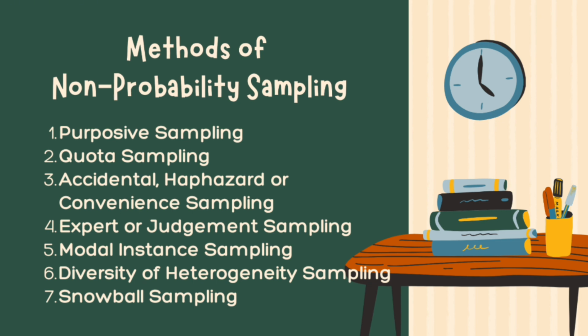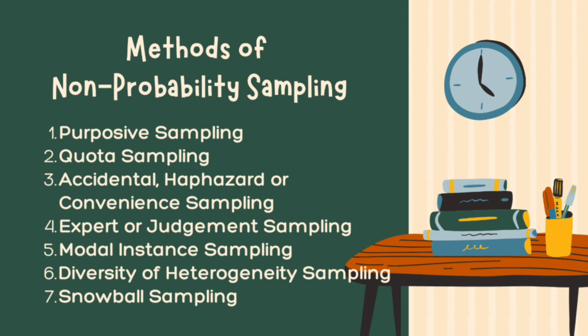Third, accidental, haphazard, or convenient sampling. Accidental sampling, also known as haphazard or convenient sampling, involves selecting participants who are readily available or easy to reach. It's when a student conducting a survey on campus might approach classmates during lunchtime or their breaks. Fourth, expert or judgment sampling. It involves selecting participants based on the researcher's expertise or judgment.